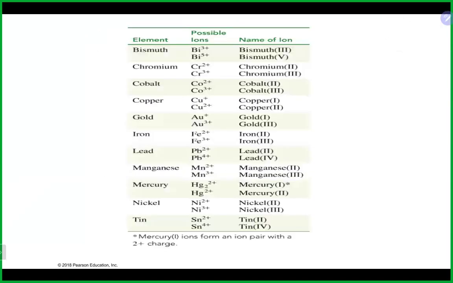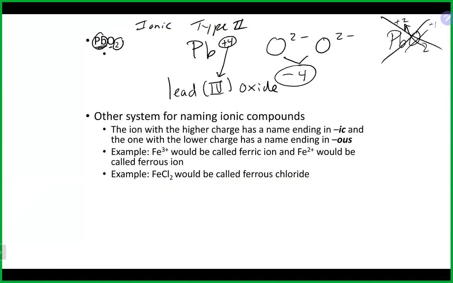There is an older way of naming, which honestly we're not going to actually use here. We will strictly use Roman numerals for type 2 compounds. But some type 2 compounds are named by historical names, and the one with the larger positive charge will end in ic, the one with the lower positive charge will end in ous. So, for example, instead of iron 2 and iron 3, they call it ferrous and ferric for iron. Instead of copper 2 and copper 1, they call it cuprous for +1 and cupric for +2. I would say iron and copper old school names still roll out a lot these days, even still. But for us, we will strictly roll with the Roman numerals.